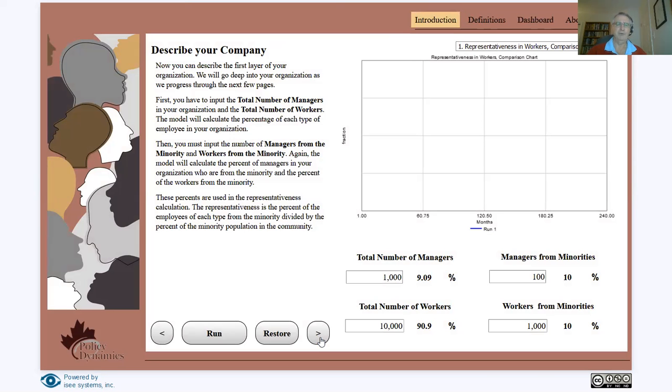The next thing we do is we describe the company, and we identify the total number of managers and workers and the total number of managers and workers from the minority. And this is a very simple dichotomy where we have only two types of employee. We have managers and workers, and we have two types of populations, a minority population and a majority population. So it's a very simple statement of the issue.